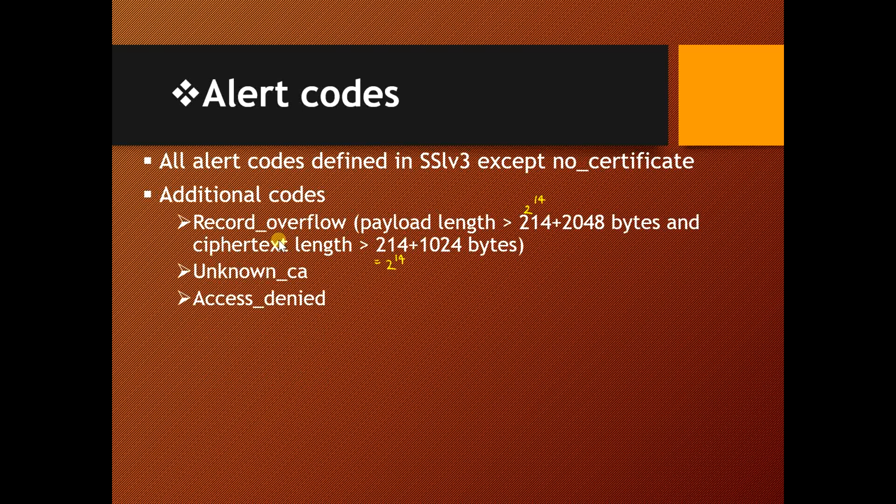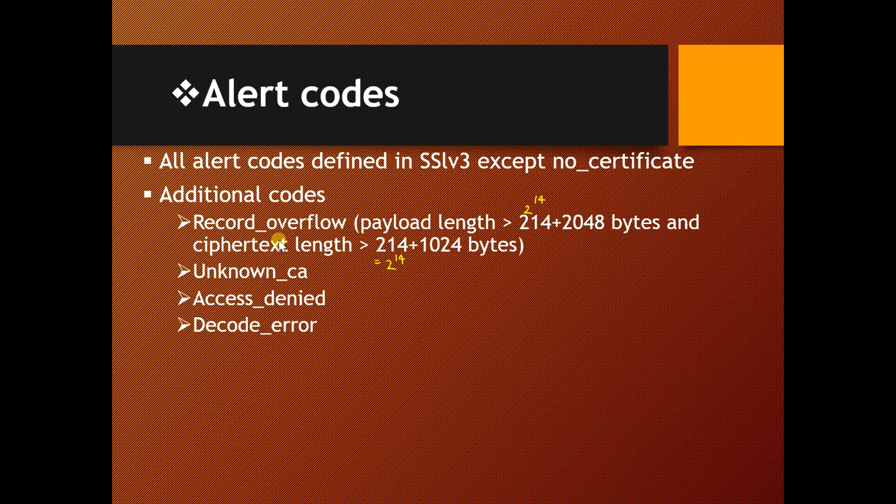The third one is the access denied alert, which will be received when a valid certificate is received, but when access control was applied, the sender decided not to proceed with the negotiation. So if the sender decides not to proceed with the negotiation, we get the access denied option. The next one is decode error.